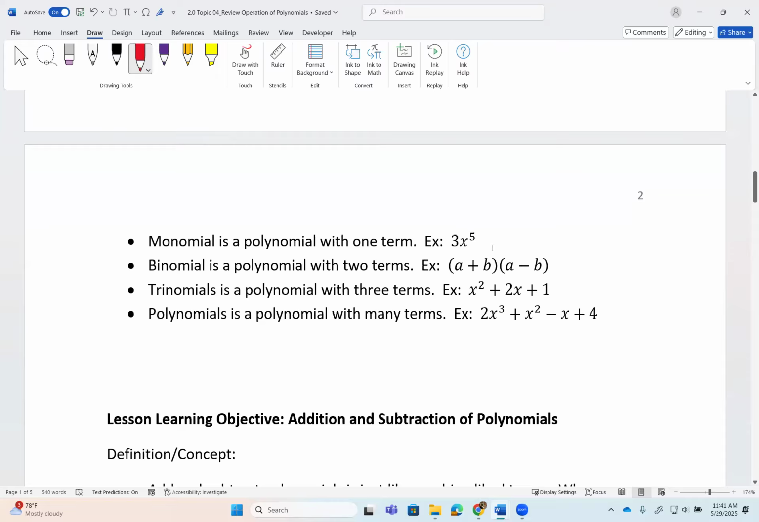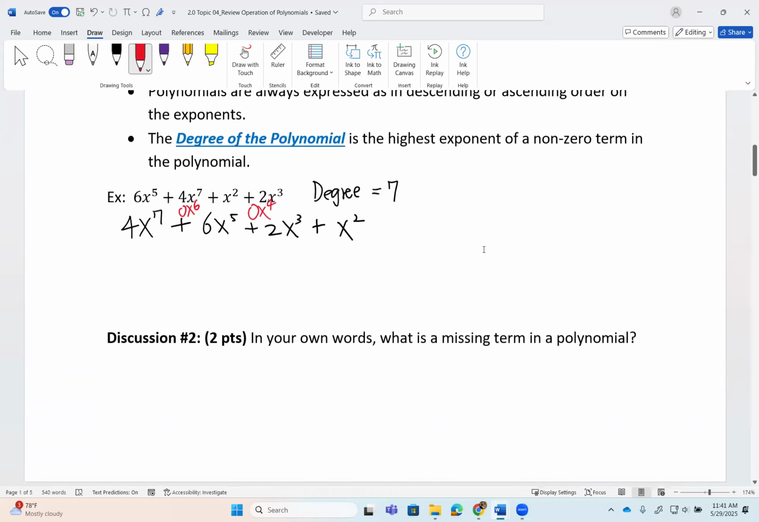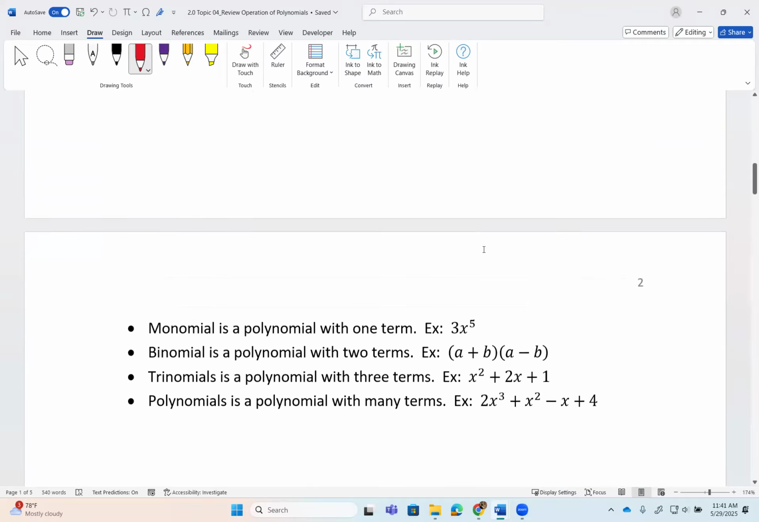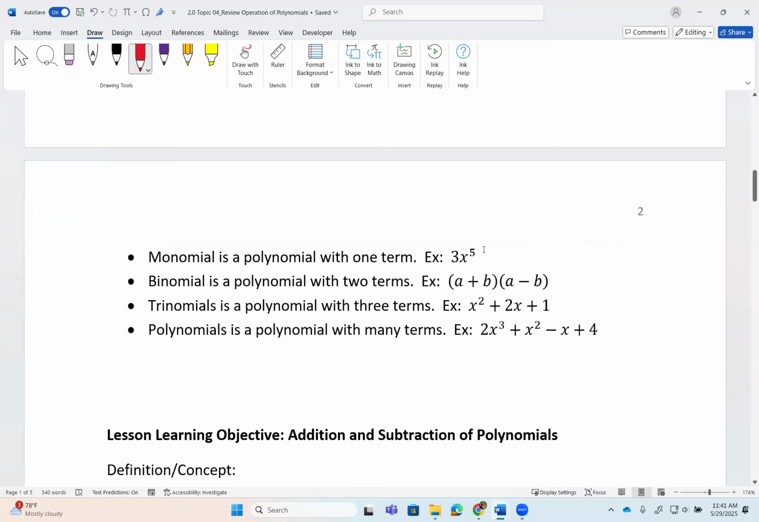They're all considered missing terms. So a monomial is really a polynomial with one term, and that one term needs to have some sort of exponent on it. You cannot consider a constant term, x to the 0 power, a constant term, as a polynomial. That's not what the word is used for. These words are used for specific circumstances, basically.